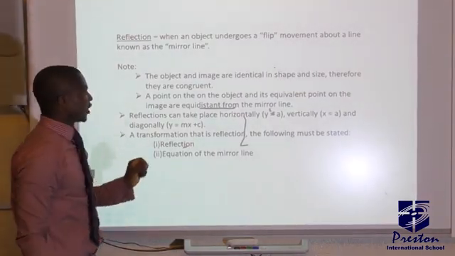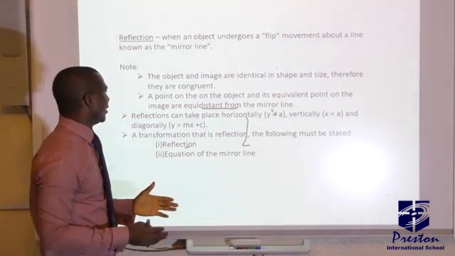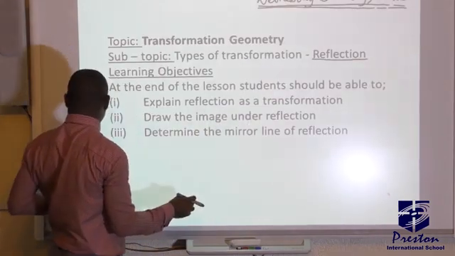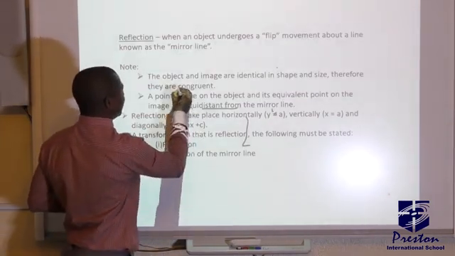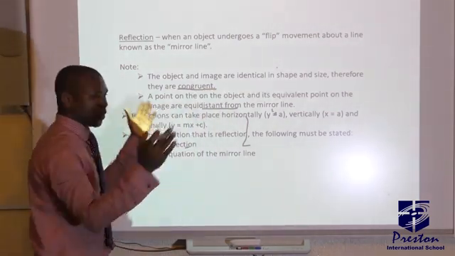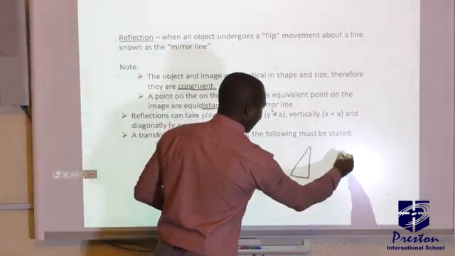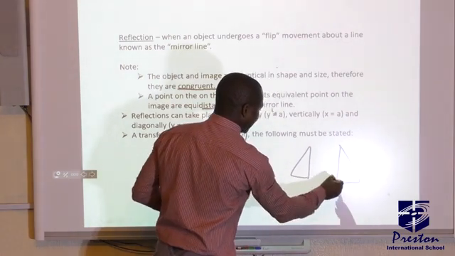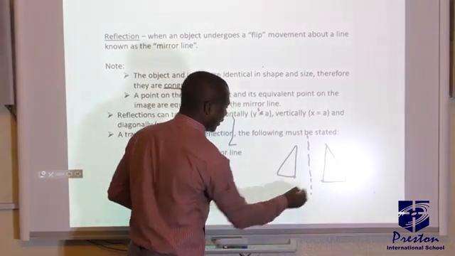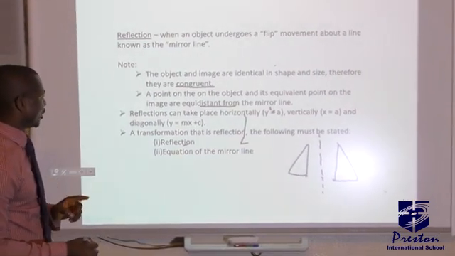So, under reflection, the size of the object and the image are the same, they're identical. So that makes the object and the image congruent. Now the object and the image, they are congruent in nature. Then, in between the object and the image, if I have this to be the object and I have this to be the image, we have the mirror line in between. The distance from here to this and the distance from here to here are the same. So that's one that you need to know about that.